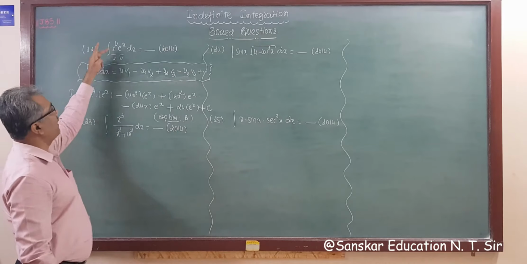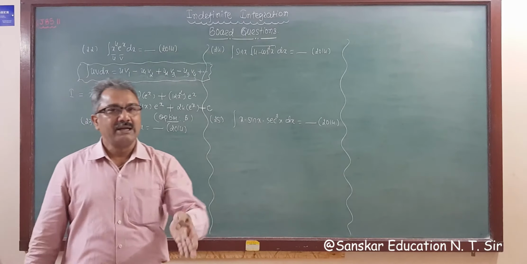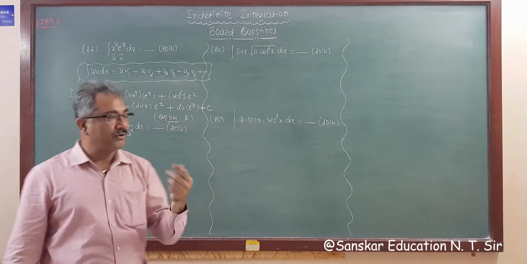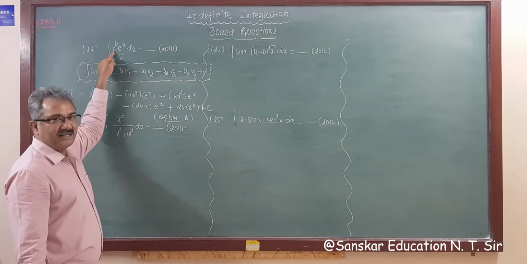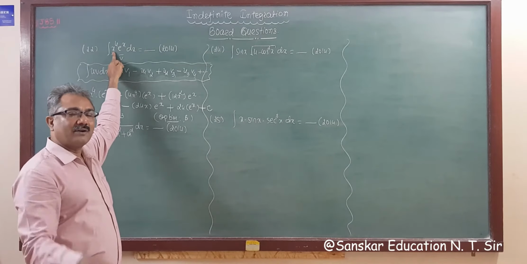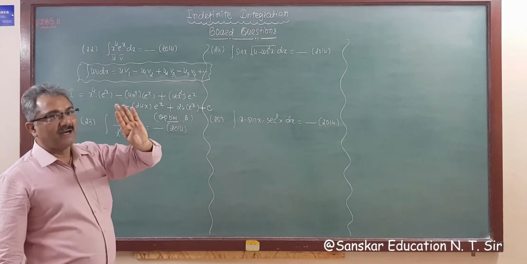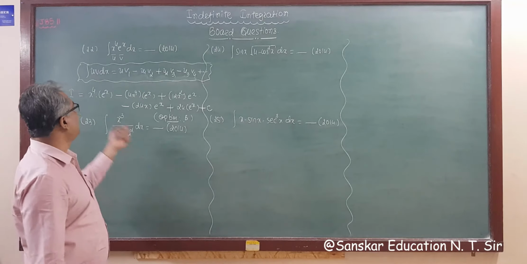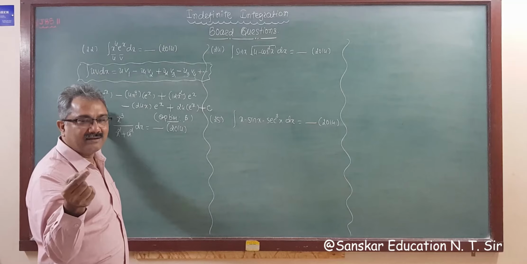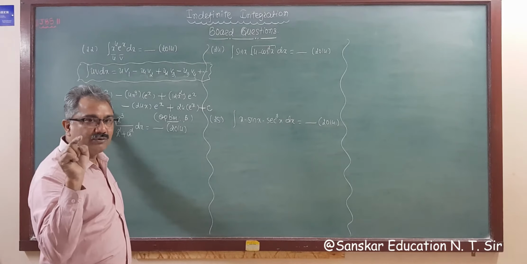Otherwise, here the power is 4, so you have to use the integration by parts rule at least 3 times, right? Because the first time when you differentiate this, you will get x cubed, then x square, then x, then you will get your final answer. So you have to apply the integration by parts rule 3 times. Instead of that, you are able to write it in one line. So save time.